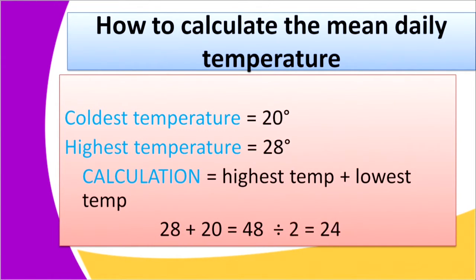Our coldest temperature is going to be 20. Our highest temperature is going to be 28. When you take the highest temperature plus the lowest temperature, that is 28 plus 20, you get 48. You divide it by 2 to get 24. So if you are asked to get the mean daily temperature, you take the highest temperature plus the lowest temperature, then divide it by the total number of temperatures that you have been given, that is either 2, 3, 4, or even 12.